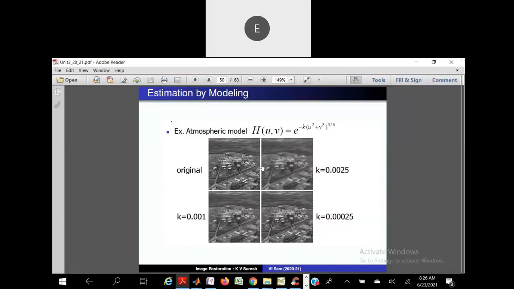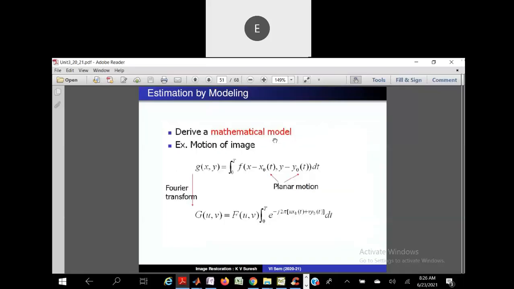For different values of constants you can see that the blurring effect is different, as you can observe here. So I need to model the blur by using some equation like this. The best example that I can give is the motion blur. All of you know, whenever there is a relative motion between the camera and the scene. For example, I am sitting on a vehicle and capturing a still frame, or a still camera is capturing a moving vehicle. So you have relative motion between camera and the scene.